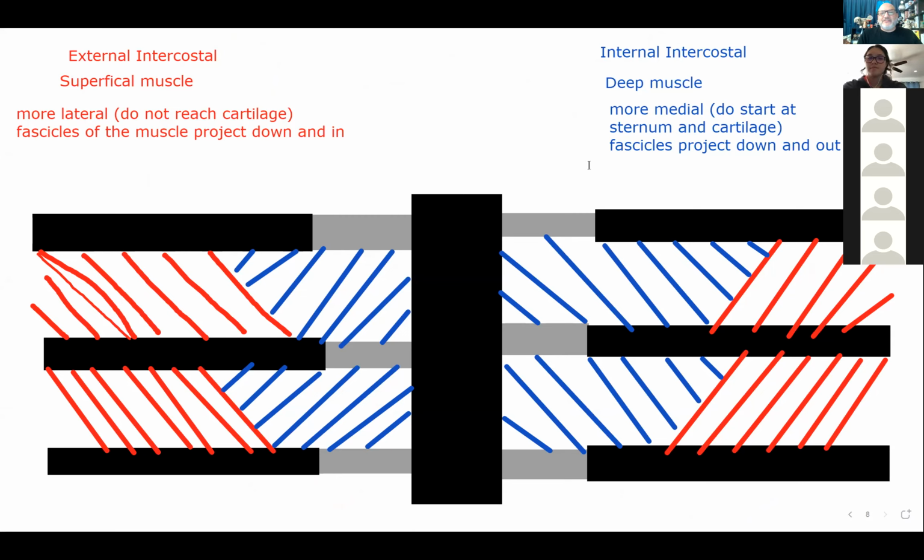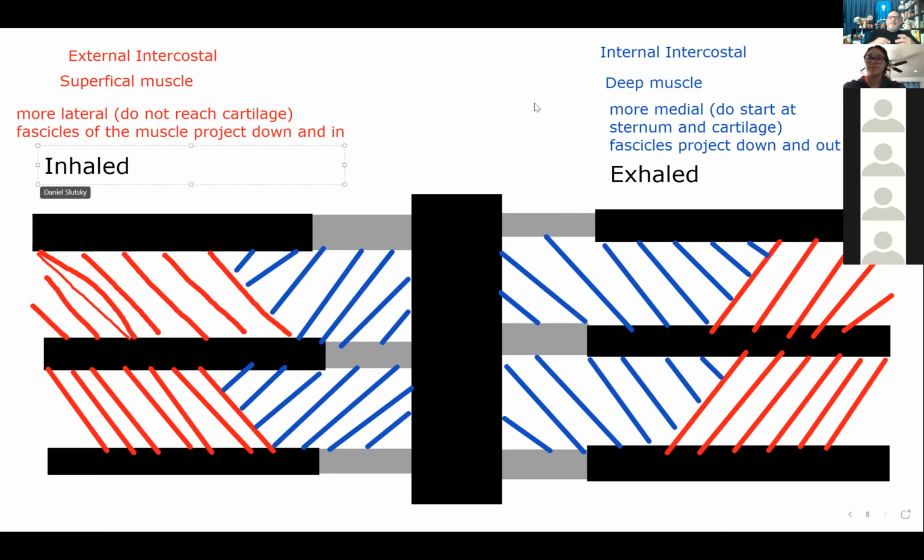So wouldn't it be super convenient if our internal intercostal inhaled and our external intercostal exhaled? Wouldn't that be super, super convenient? Yeah. But does it? No, it's actually the opposite, which also makes it easy to remember. The external inhales, the internal exhales.